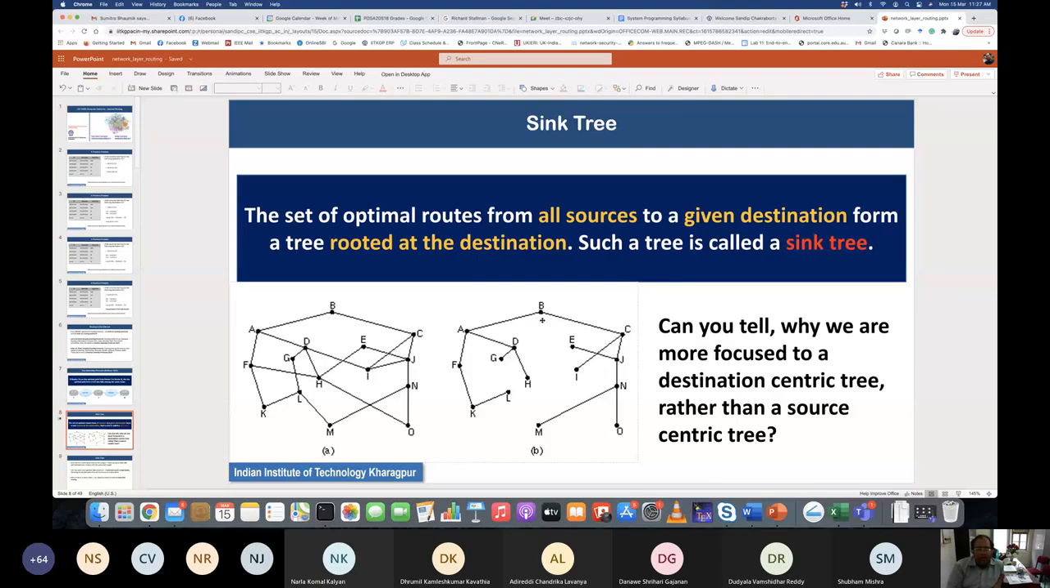We could have done it using a source centric tree. You can design an algorithm or a mechanism for that, but you will find that kind of architecture is much more difficult to implement in the case of our internet. Remember that when you learn the shortest path algorithm in your graph theory or algorithm course, the entire network graph is given to you. So you have the graph, and you need to find the shortest path between two nodes.